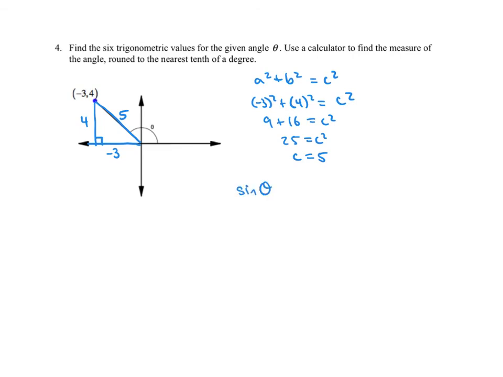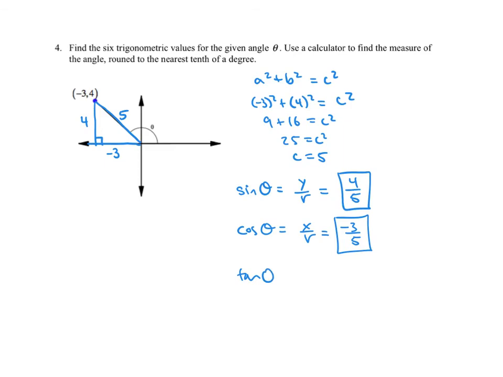Sine of theta is going to be y over r, which is 4 over 5. Cosine theta is x over r, which is -3 over 5, and we do need to keep that negative sign since the x value is negative because it's to the left of the origin. Tangent theta is y over x, which will be 4 over -3.